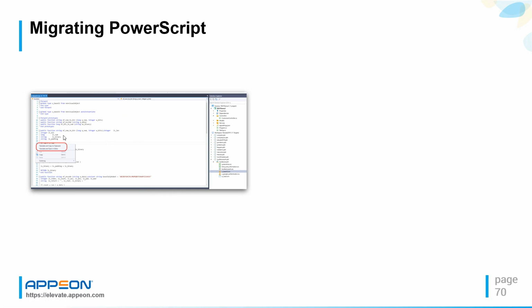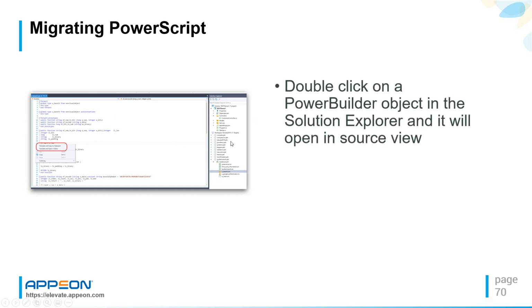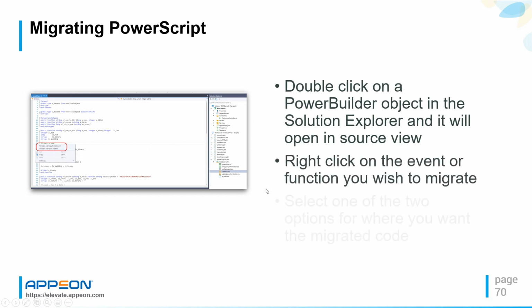What we're going to do is find one of the methods or events in the object we've opened, and then right-click, and there are some options there to either convert it into the clipboard or convert it into the editor. This is an example of doing the conversion into an editor.